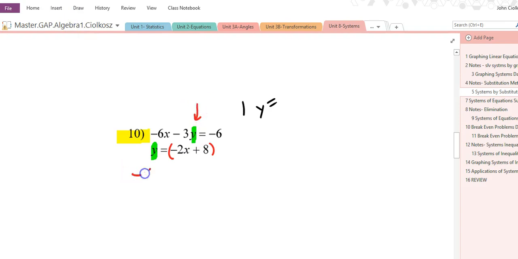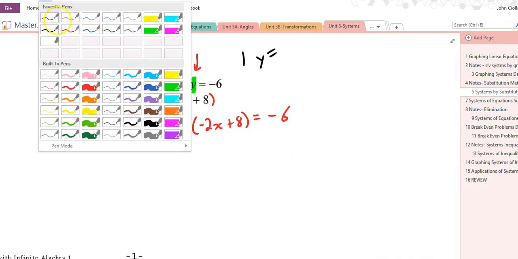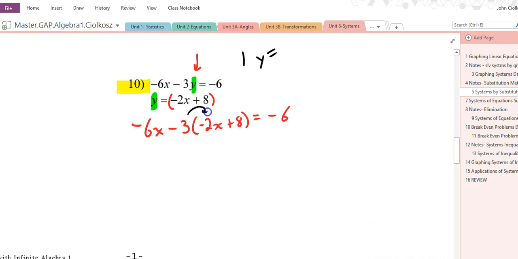So what that gives me is negative 6x minus 3 parenthesis negative 2x plus 8 equals negative 6. Now, once we've substituted, we can solve. So first, I'm going to distribute that negative 3 to everything inside my parentheses. Again, if you're looking for a review on distribution and solving equations like this, the best place to go is going to be that Unit 2 video.